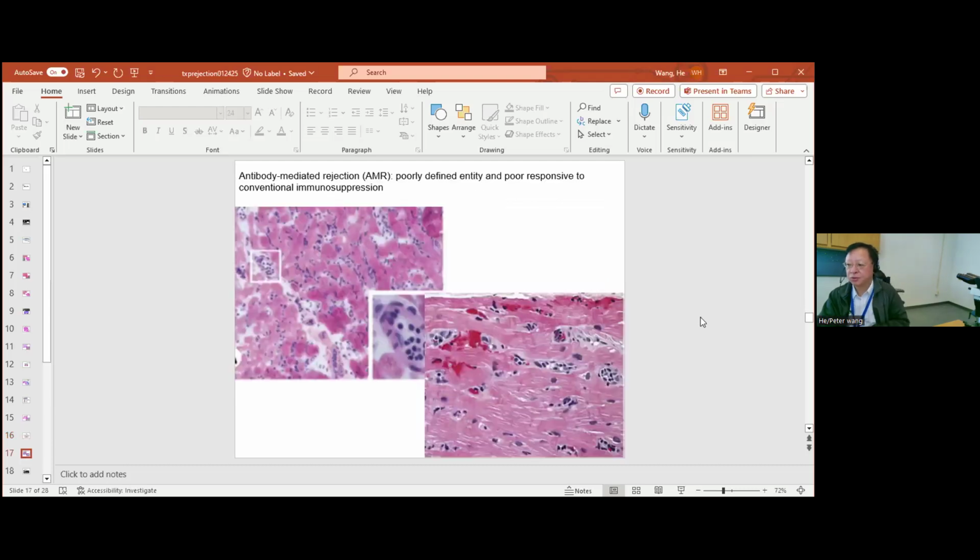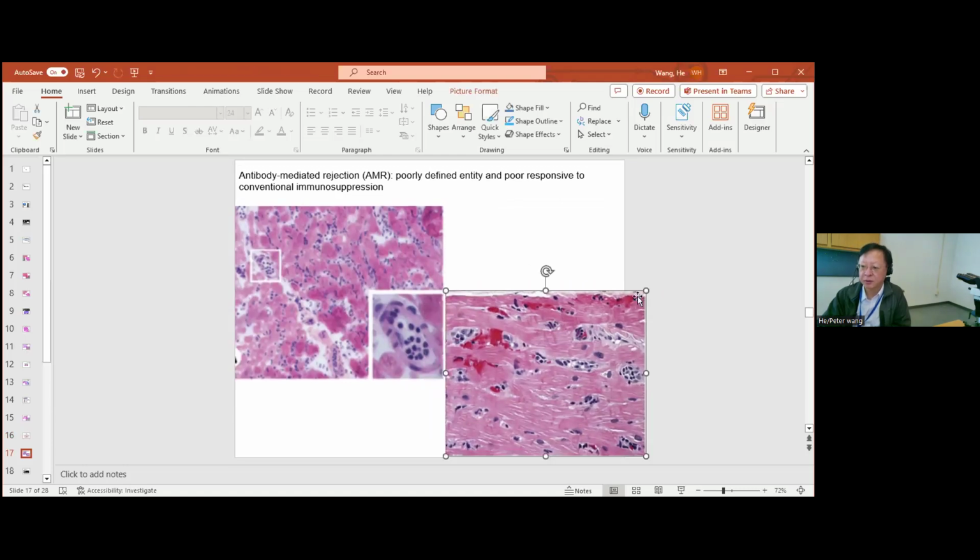Compared to acute cellular rejection, a relatively poorly defined entity is antibody-mediated rejection. So these are the so-called morphological changes of antibody-mediated rejection. The first one is highlighted here. As we discussed initially, in a normal heart coronary artery or small artery, the endothelial cells are very flat, but you can see here they are perpendicular and very prominent. And in the lumen, you have some macrophages.